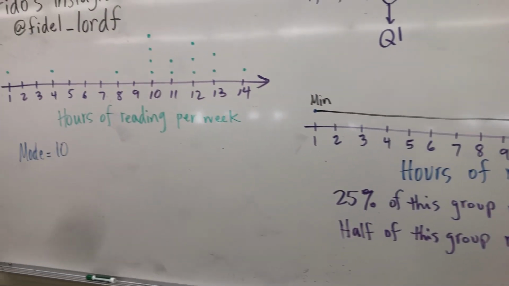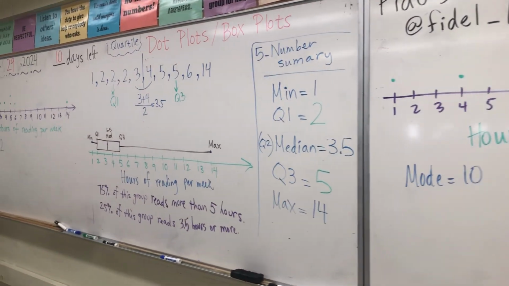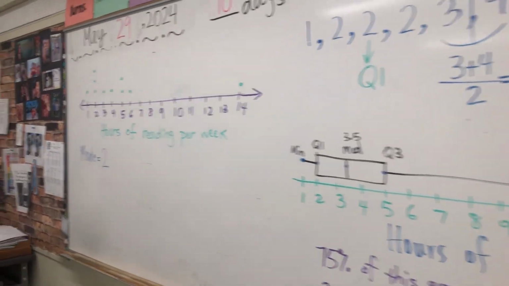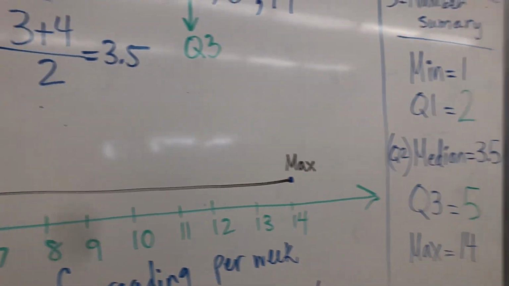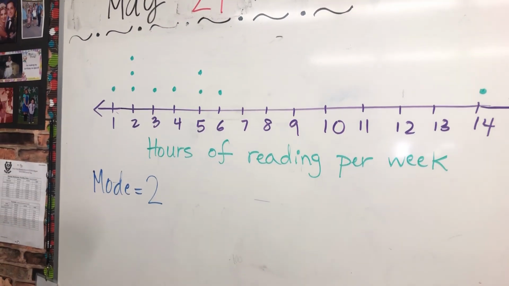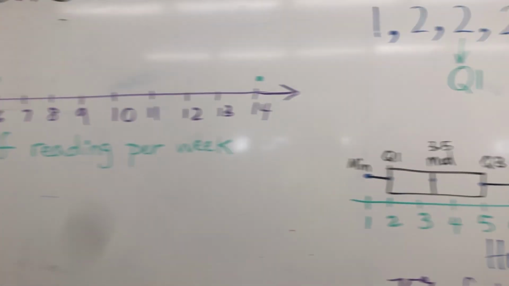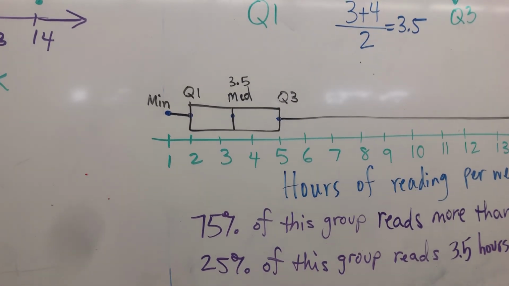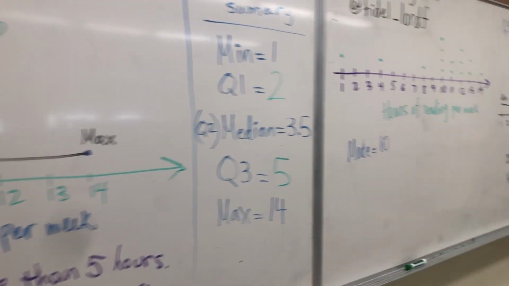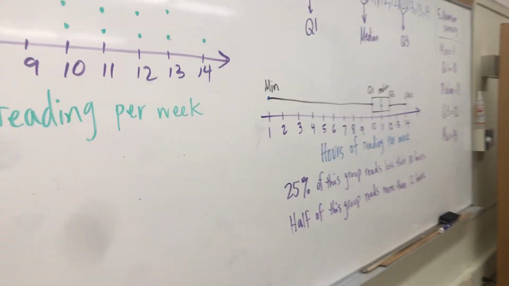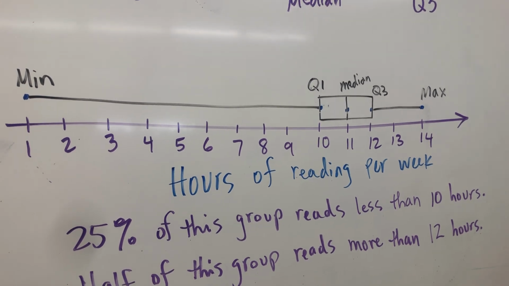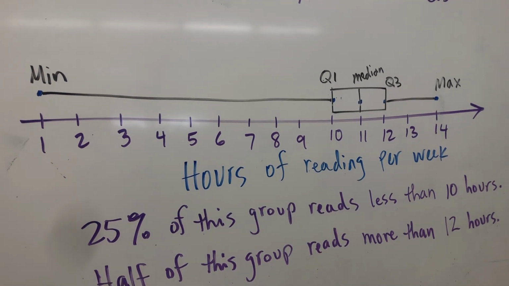So this survey was given to 2 groups of people. One group was parents of young children, parents that have several young kids, and one group was retired people. So we can see that this one, majority of people are reading 5 hours or less. So this is probably the group of parents with young children. And this one, majority reads 10 hours or more per week. So this is probably the group of retired people.